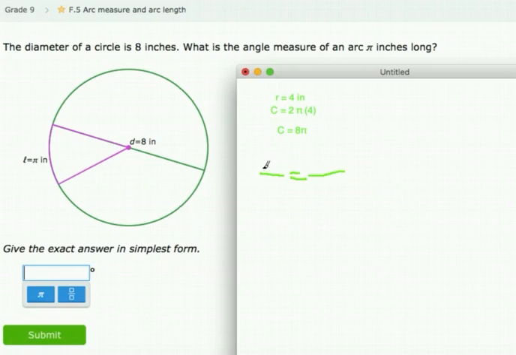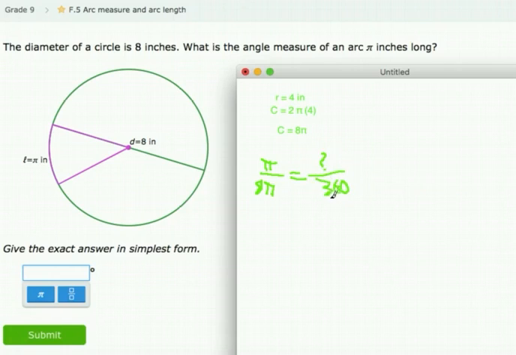I know I've got to put arc up here, and in this case the arc is pi inches. That might feel a little weird, writing pi as a number, but that's the length of the arc here. It's pi inches. I know the circumference goes in the bottom left, and that's 8 pi. And then I know that the number 360 always goes down here, and I'm trying to find out what number would go up here.